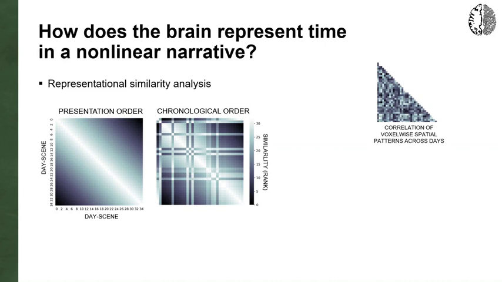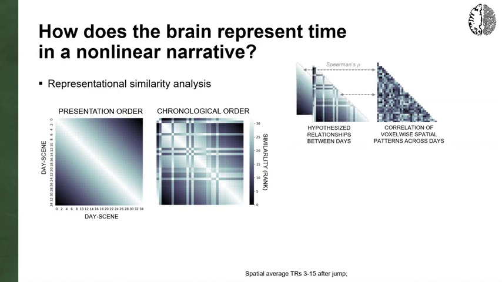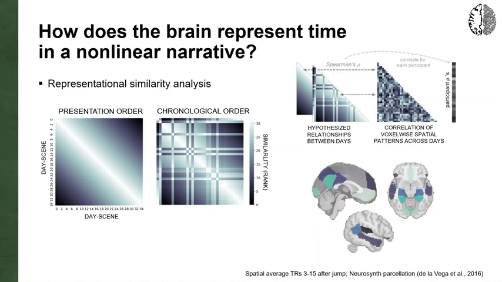To construct our neural similarity matrices, at the start of each day scene, we average together the first few TRs, specifically TRs 3 through 15. So we do not include that time card cue in our data, but we account for the varying lengths of the day scenes. Then with this average, we correlated between each pair of day scenes for each individual and each ROI, and then took the lower half of this triangle and correlated it with our hypothesized matrices to derive a distribution of representational similarity values. We did this for all of our a priori ROIs, which we took from the neurosynth parcellation.